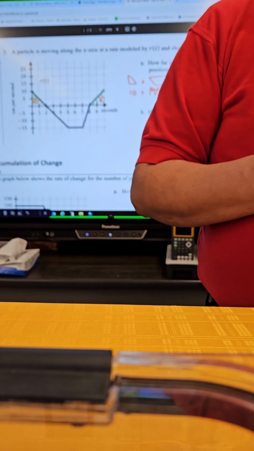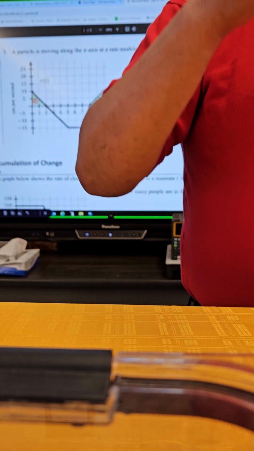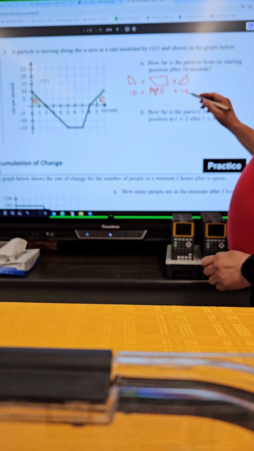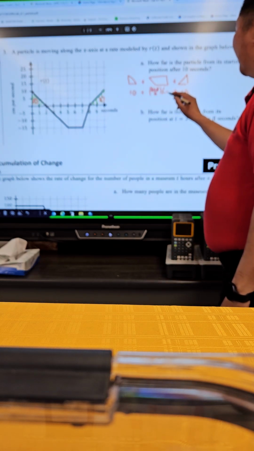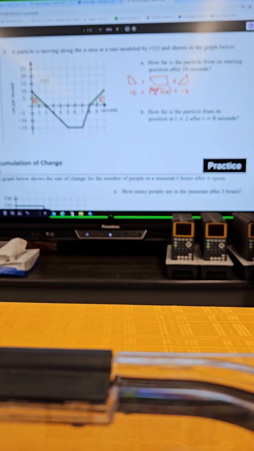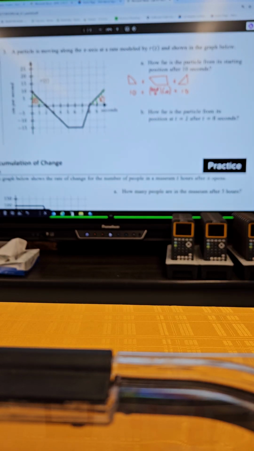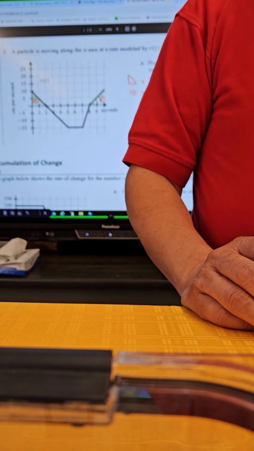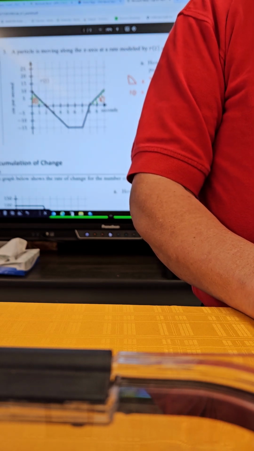Is the height on top or bottom? Bottom. So negative 15. So that means what is 4? 6 plus 2 is 8, right? Divided by 2 is 4. What is 4 times negative 15? Negative 60. So our area is negative.